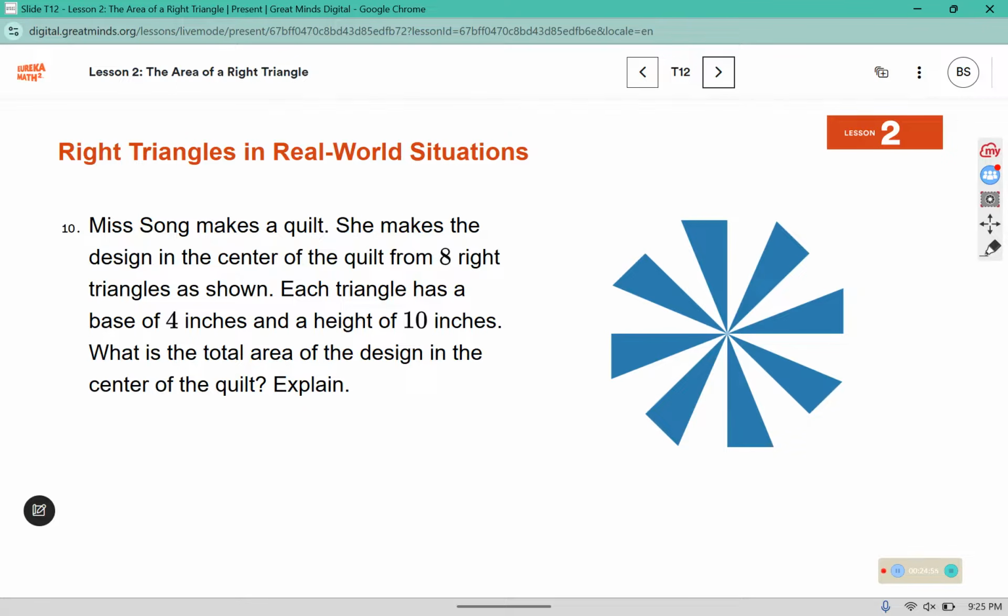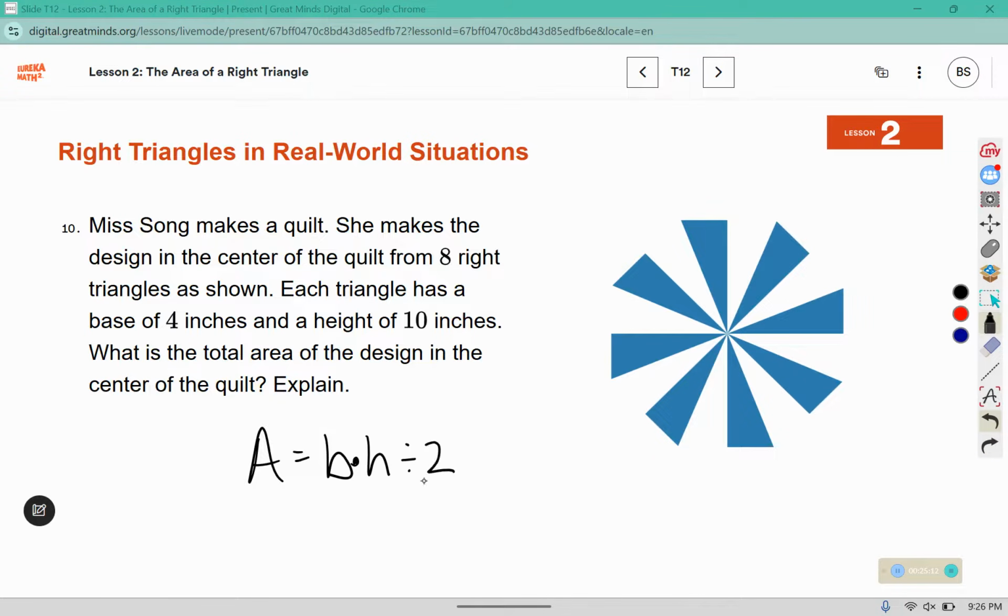Miss Song makes a quilt. She makes the design in the corner of the quilt from 8 right triangles as shown. Each triangle has a base of 4 and a height of 10. What is the total area of the design in the center of the quilt? Explain.